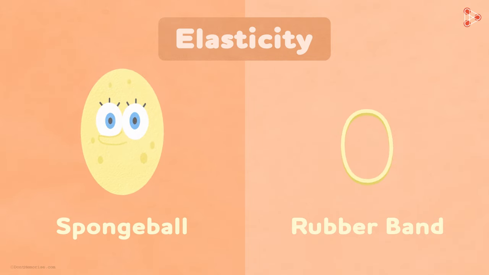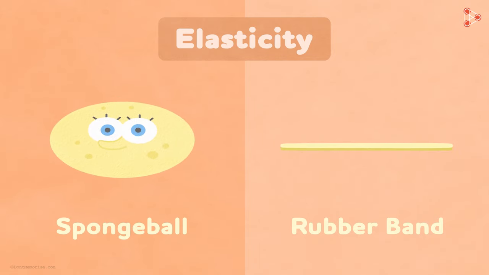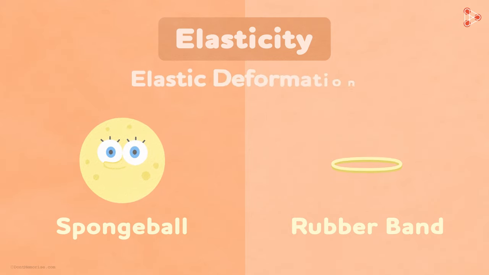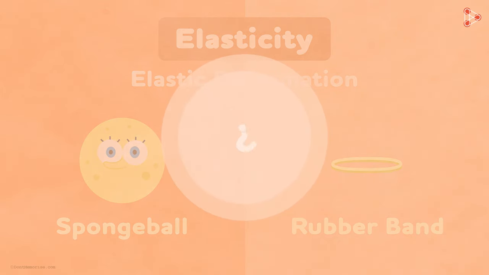When compressed or stretched, they get deformed, but they soon return to their original shapes. This self-reversing deformity the object goes through when force is applied and removed is called elastic deformation. But is there a limit to the elasticity of an object? Do elastic objects remain elastic forever?